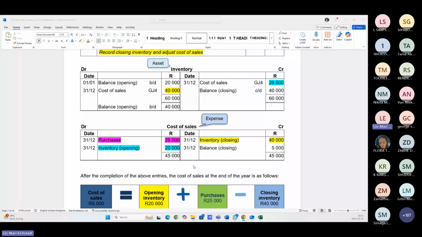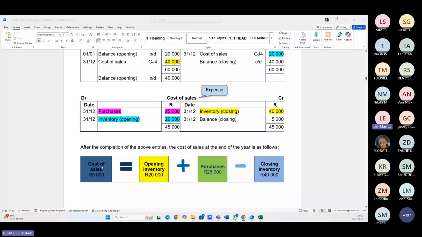So after the completion of the above entries, the cost of sales at year end is as follows, right? So your cost of sales is your 5,000. This is this balancing figure here. And that is made up of your opening inventory, which is this 20,000, your purchases, which is the 25,000, and minus your closing inventory, which is your 40,000.